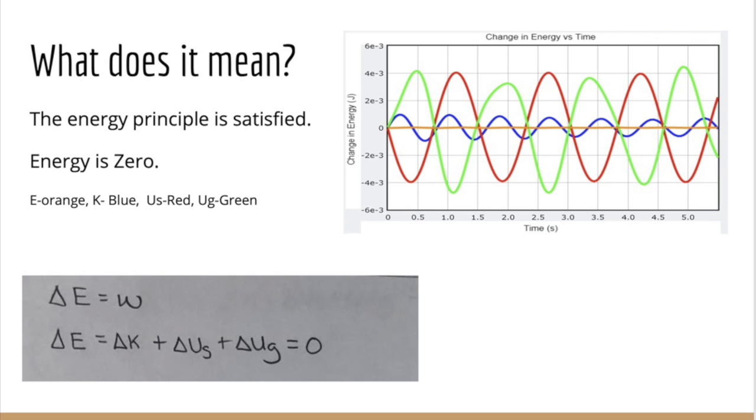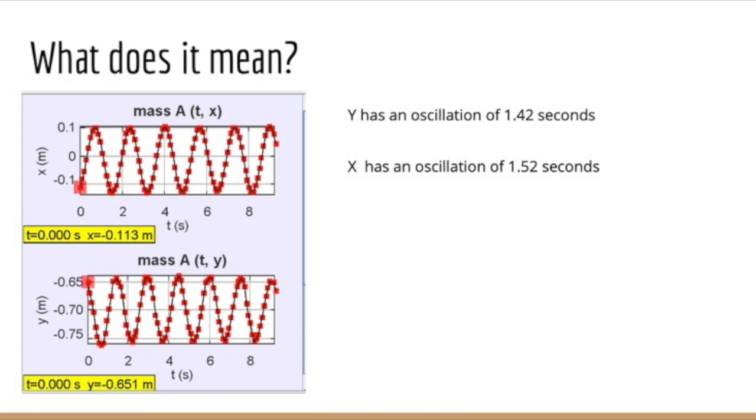Total energy is shown in orange and is equal to 0. Kinetic energy is shown in blue. Potential spring energy is shown in red, and potential gravitational energy is shown in green. You can clearly see the oscillations and the relationship between the spring energy and the gravitational energy. When comparing the oscillations of the x and the y, y has an oscillation of 1.45 seconds and x has an oscillation of 1.73 seconds. This is due to the fact that there are spring and pendulum forces acting in the x direction.